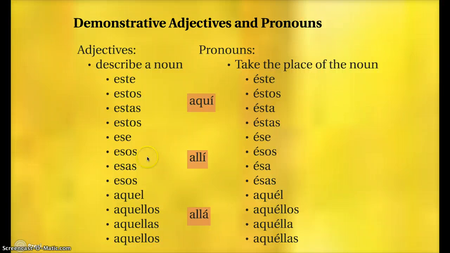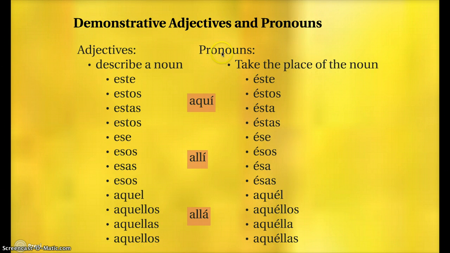So, chicos, here's our huge list, demonstrative adjectives and pronouns. Here are our adjectives. Remember, adjectives describe a noun. So all of these will be sitting right next to a noun and do not have an accent, okay? Este, estos, estas, estos, ese, esos, esas, esos, aquel, aquellos, aquellas, aquellos.